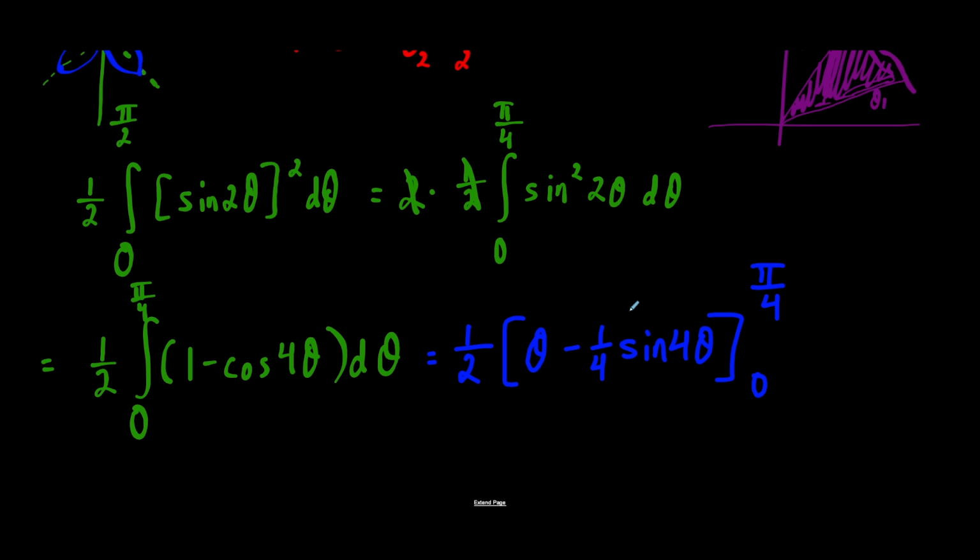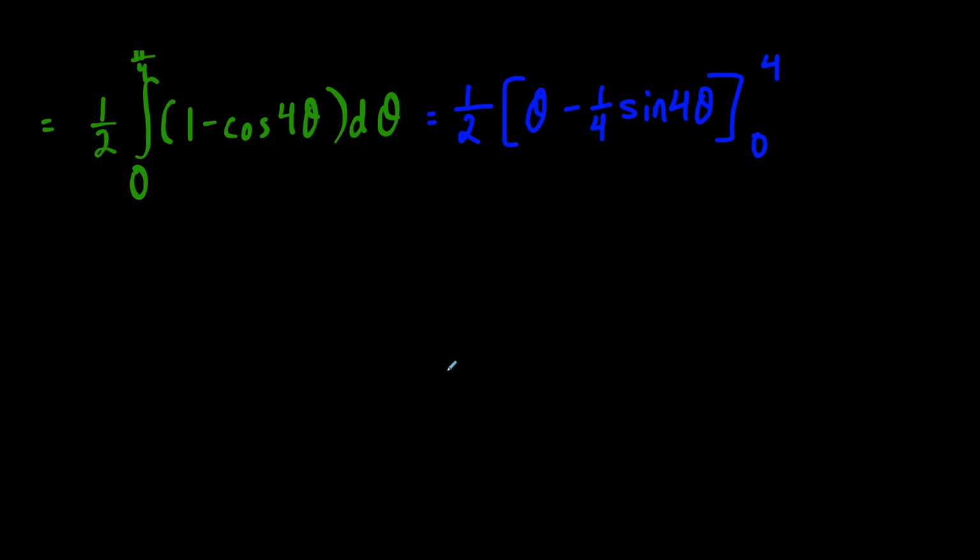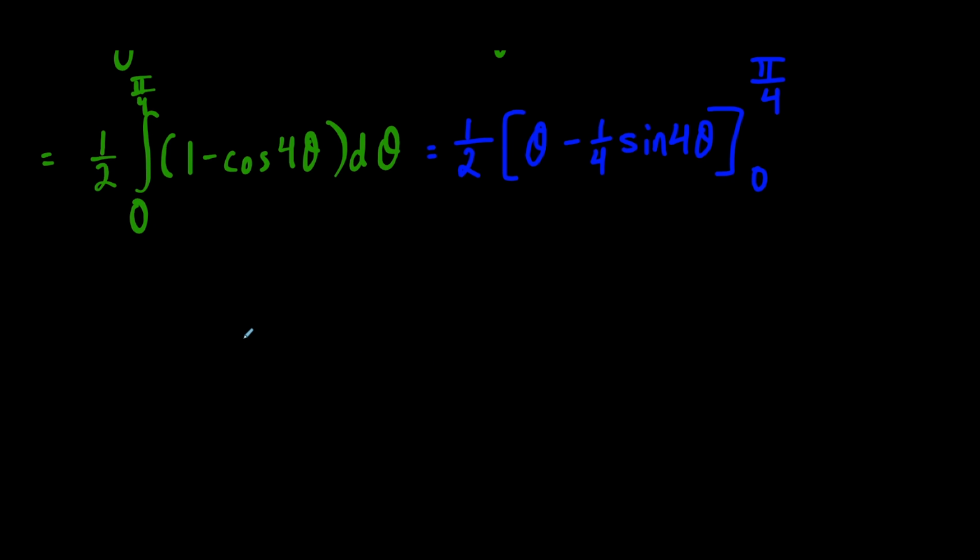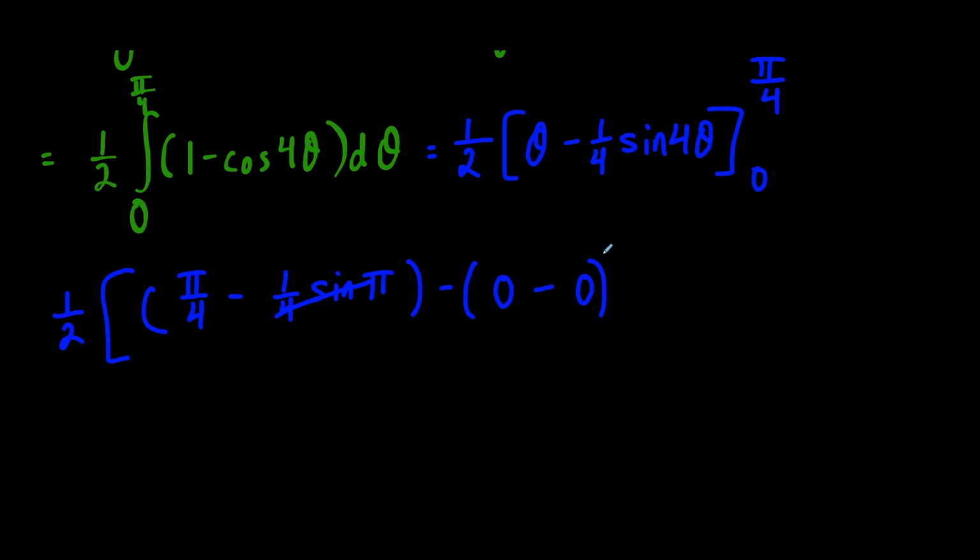So then the last thing to do before we close out this problem is just to evaluate this at the endpoints. So we have 1/2, and we'll need some parentheses here. So we've got pi over 4 minus, and we have 1/4 sine 4 times pi over 4 is pi. And sine of pi is 0, so this term is already gone. And now when we substitute in 0, we'll have 0 minus 1/4 sine of 0, which is also 0.